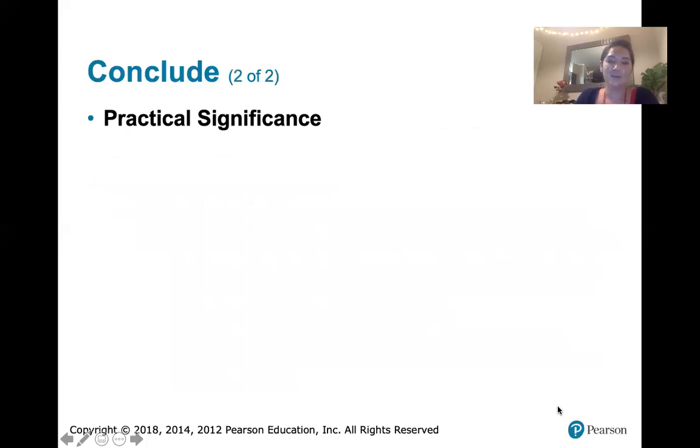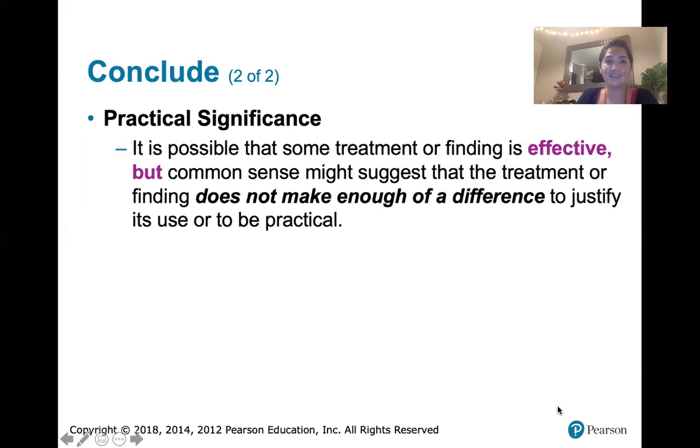Okay, and now we also want to examine what is called practical significance. And statistical significance and practical significance, these are two different things. And this actually has a definition in our course. So here's the definition. It is possible that some treatment or finding is effective, but common sense might suggest that the treatment or finding does not make enough of a difference to justify its use or to be practical.